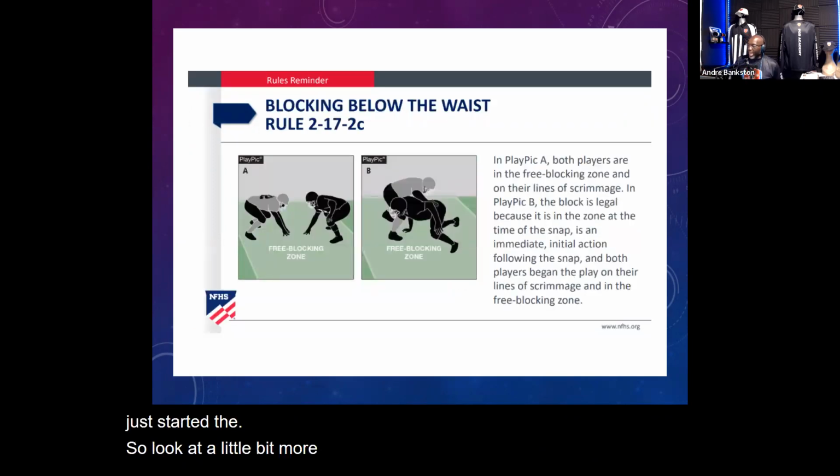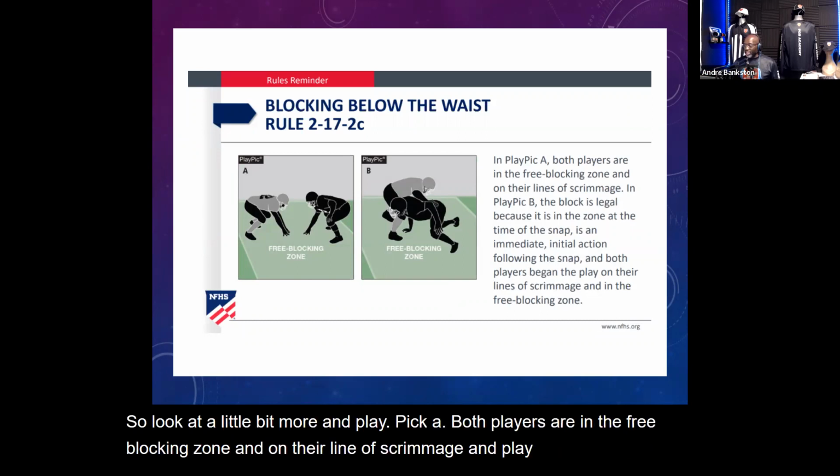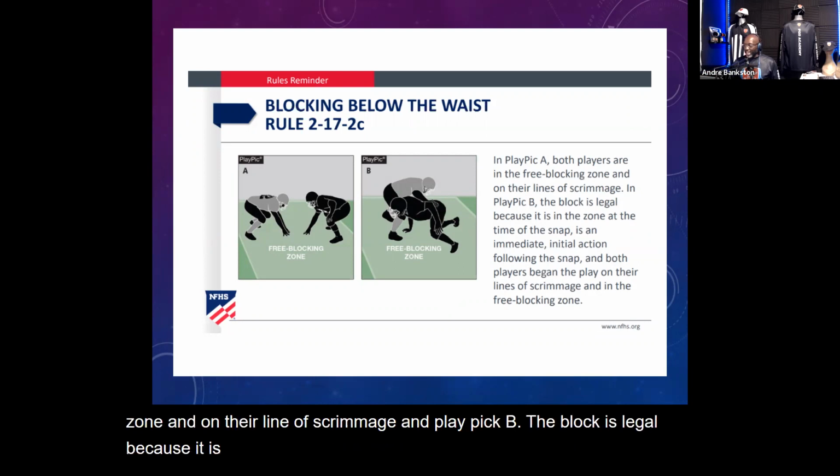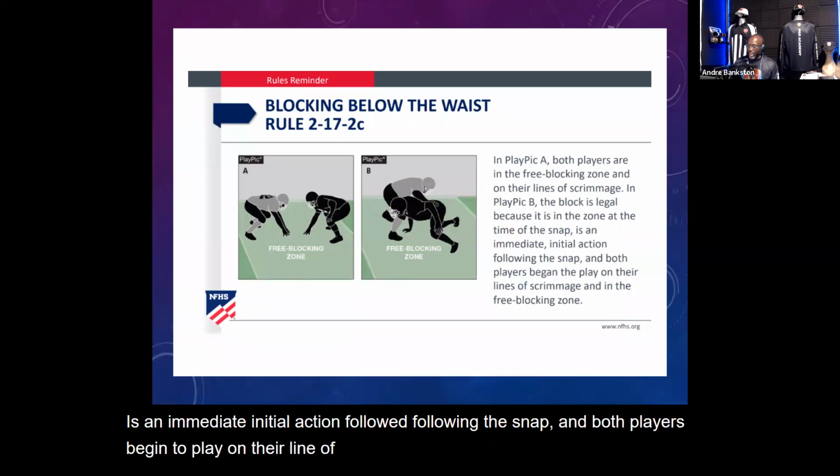In play pick A, both players are in the free blocking zone and on their line of scrimmage. In play pick B, the block is legal because it is in the zone at the time of the snap, is an immediate initial action following the snap, and both players began the play on their line of scrimmage and in the free blocking zone.